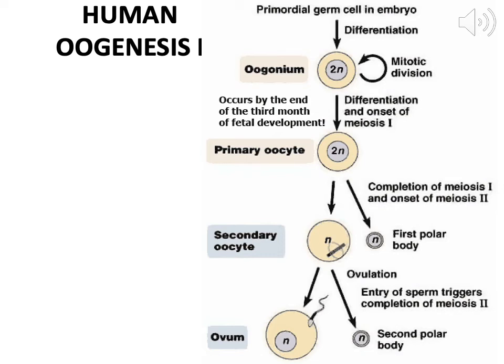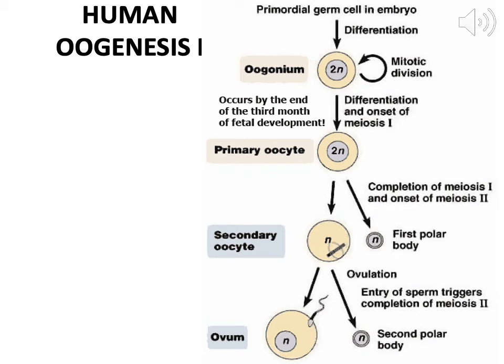So instead of spermatogonium, I see an oogonium. Instead of a primary spermatocyte, I see a primary oocyte. But you'll also notice that the process, as illustrated, looks a little bit different from what we've seen before.